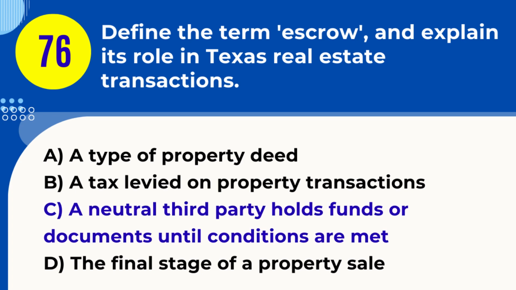Answer: C. A neutral third party holds funds or documents until conditions are met. Explanation: In Texas real estate transactions, escrow refers to a legal arrangement where a neutral third party, often an escrow agent, temporarily holds funds, documents, or other assets until specific conditions of the transaction are met. This ensures a secure and fair process for both the buyer and the seller.